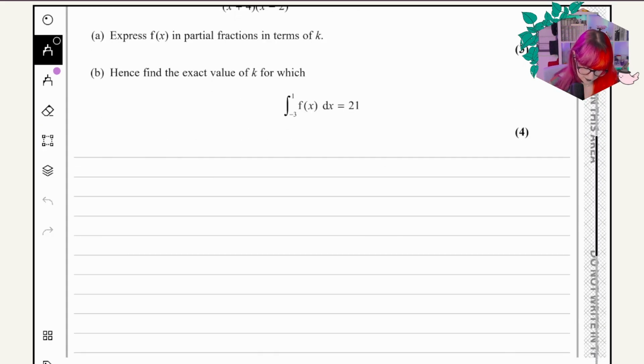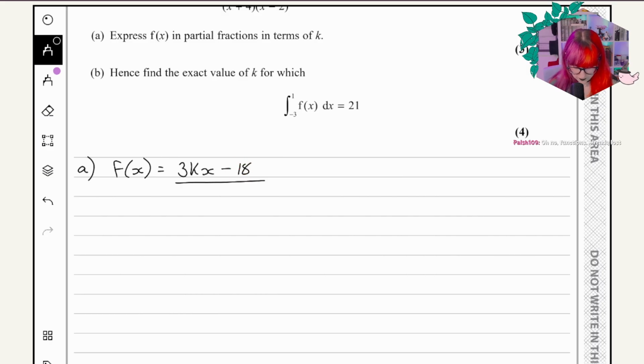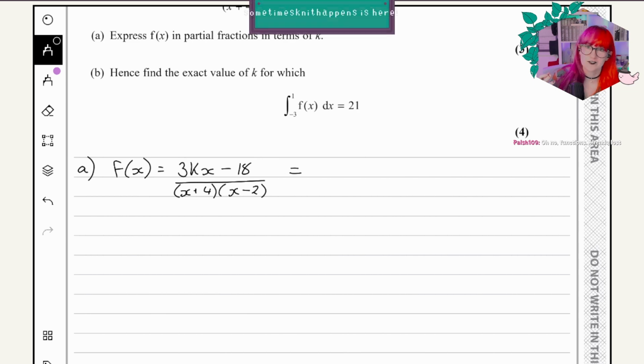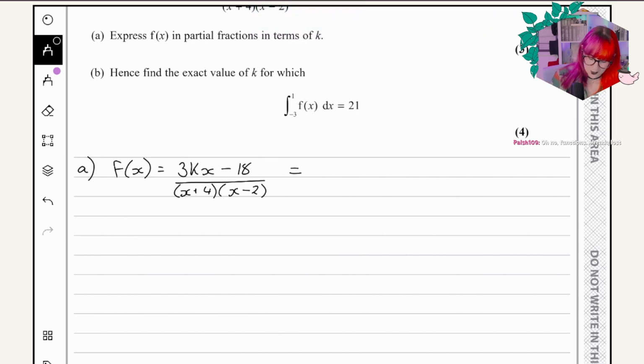So part A, we had f of x is equal to 3kx minus 18 over x plus 4 times x minus 2. Okay. So partial fractions, it depends what's on the denominator. Nearly forgot that. Oh no, it's going to be okay. We've got this. Okay. So we have our numerator and our denominator, right?